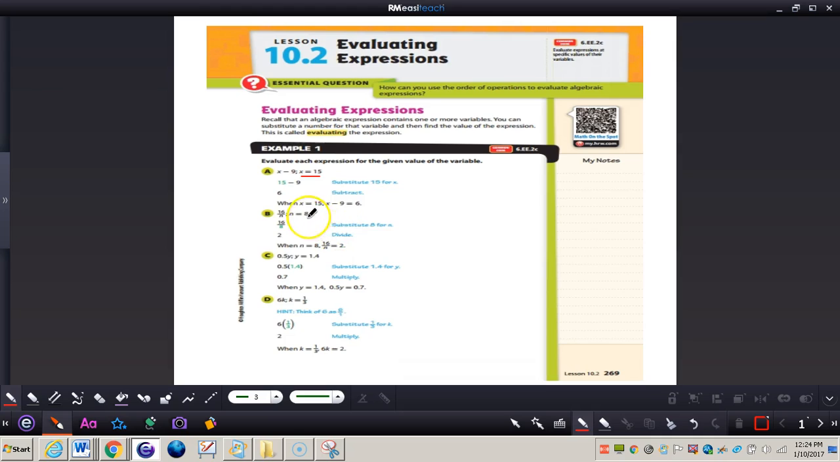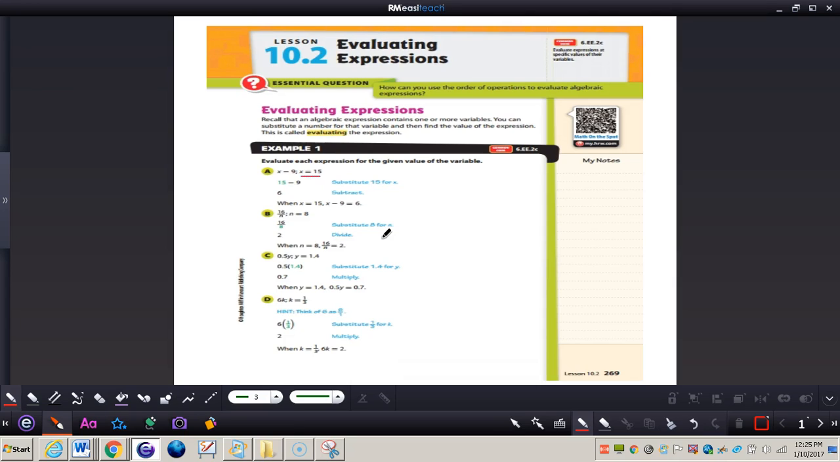So let's take a look at letter B. We have 16 divided by n, and then the variable n equals 8. So what we can do here is we take the variable, replace it with 8. N equals 8. So we have 16 divided by 8 now, and then we divide, which will give us 2. So when n equals 8, 16 divided by n equals 2.